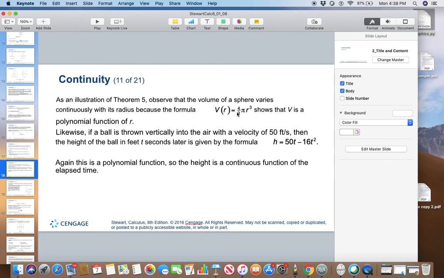Here is the volume of a sphere. Volume is a polynomial function, r being the radius: 4/3 pi r cubed. Volume is a continuous function. A ball thrown vertically into the air with velocity. Look at that. Height is 50t minus 16t squared. Notice this function is a polynomial. So it is a polynomial function, therefore continuous.